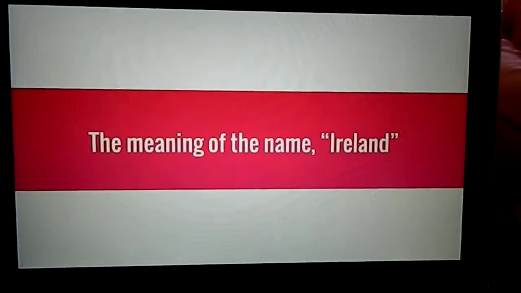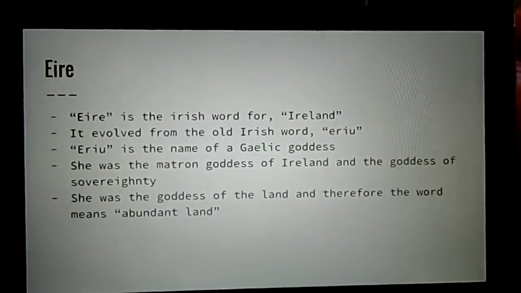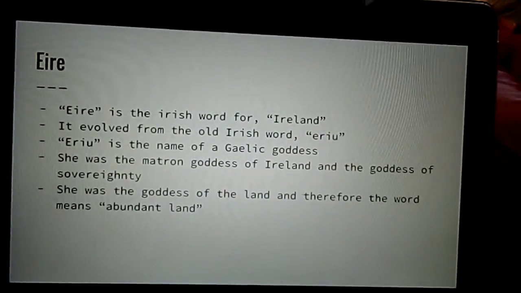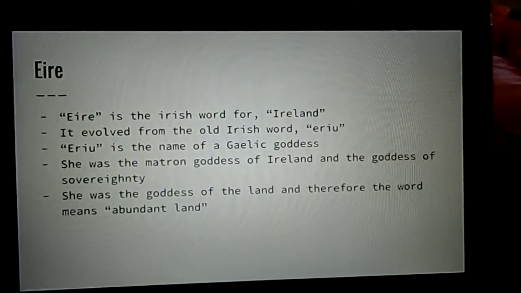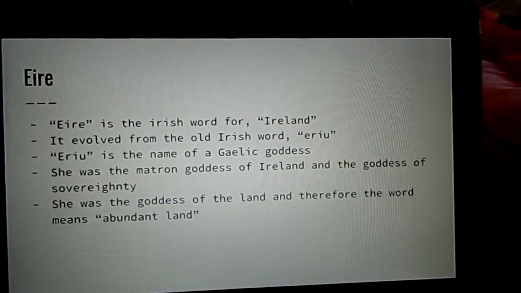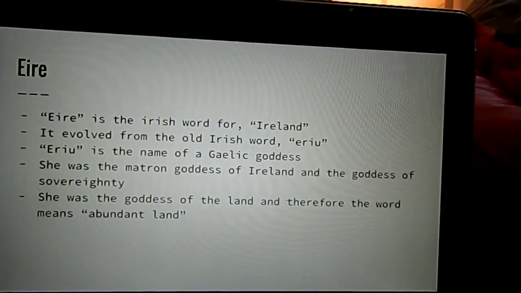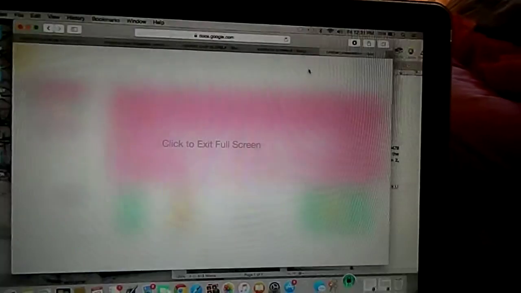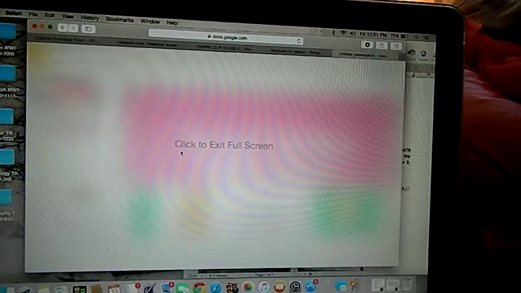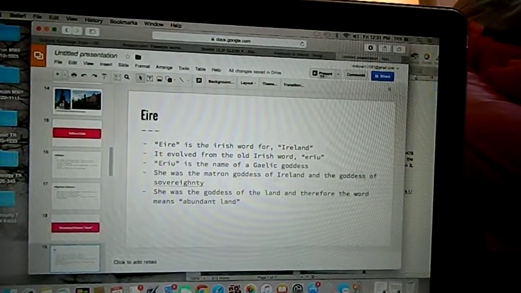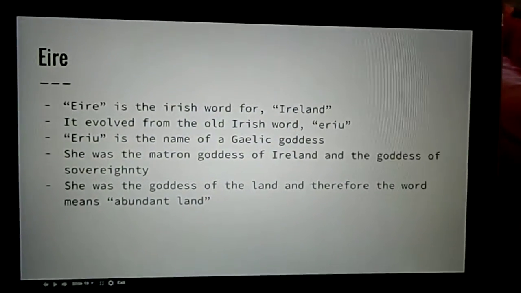So now the meaning of the name Ireland, so like how it got its name and what exactly it means. Erie is the Irish word for Ireland. So it evolved from the Old Irish word Iriu. Iriu is the name of a Gaelic goddess, and she was actually the matron goddess of Ireland and the goddess of the land. So therefore, the word means abundant land.